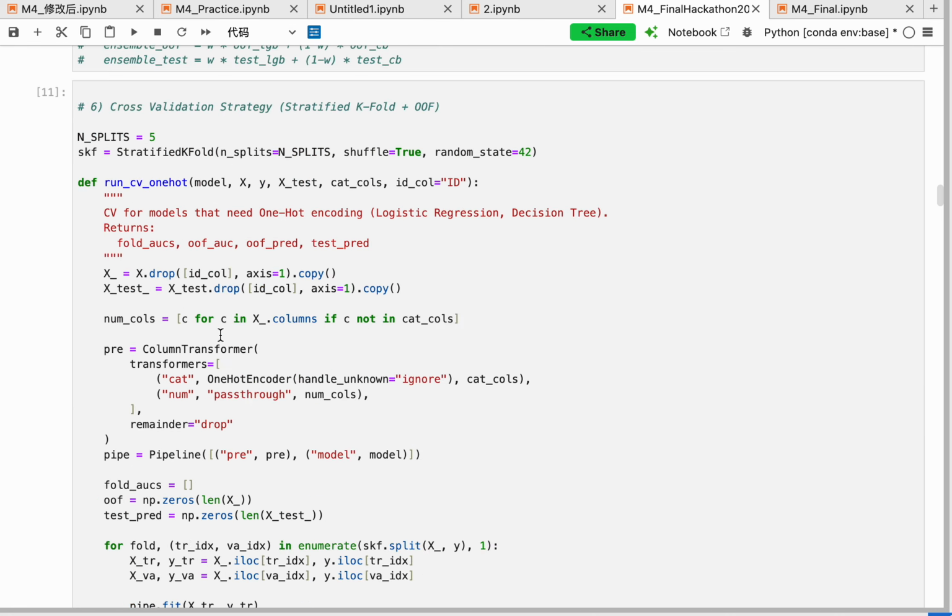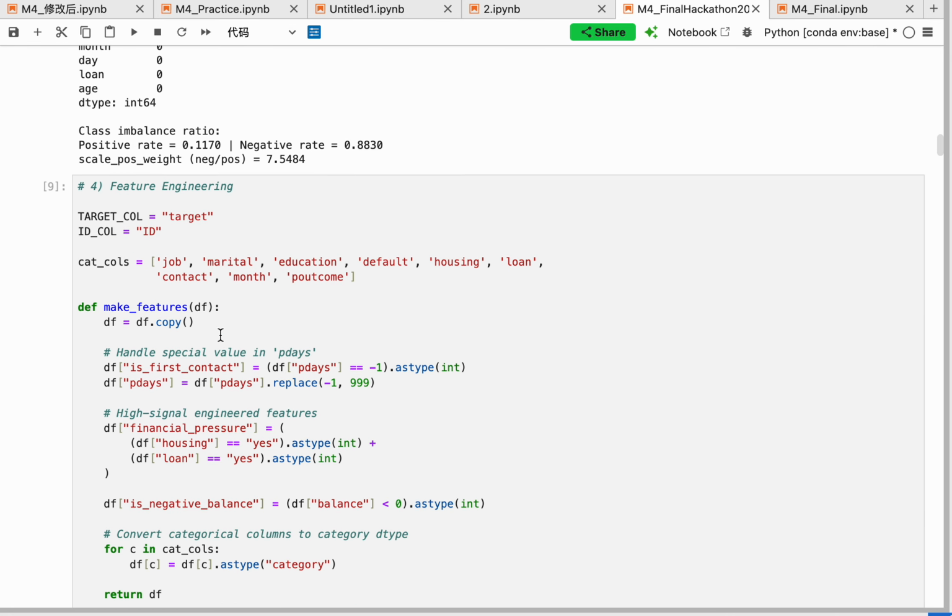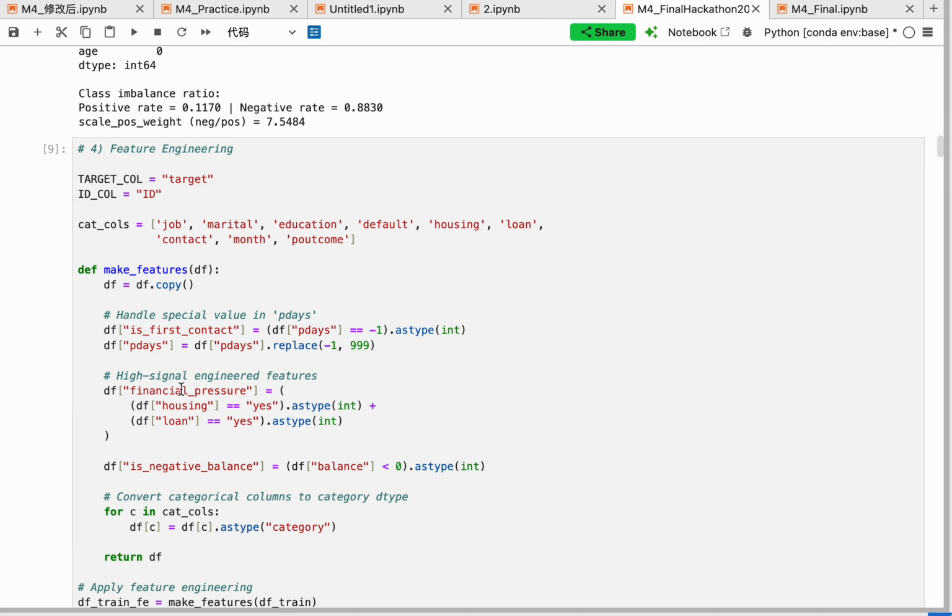Feature engineering also played a critical role. For example, I transformed the special value of days past due into a meaningful binary feature, the first contract. This reduces the noise and increases the interpretability. I also created financial pressure and balance features, which combine economic signals, and this engineering increased effective model capability without increasing capacity.